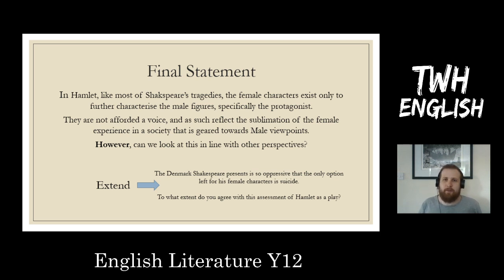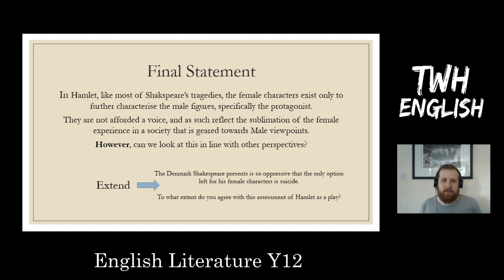Okay, so hopefully that was useful looking at these perspectives. Fundamentally, what you can look at from either a Marxist or feminist perspective in the text is looking at the structures of the play. What does that tell us about the nature of the characters? What does that tell us about the nature of the play itself? That's the key thing here.